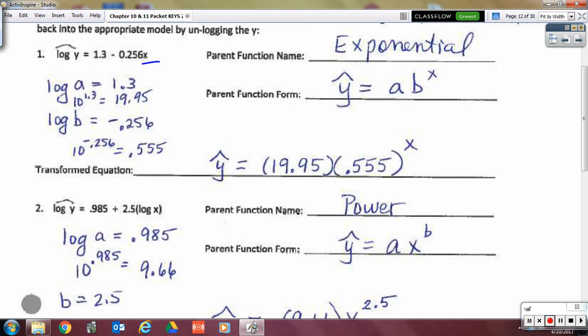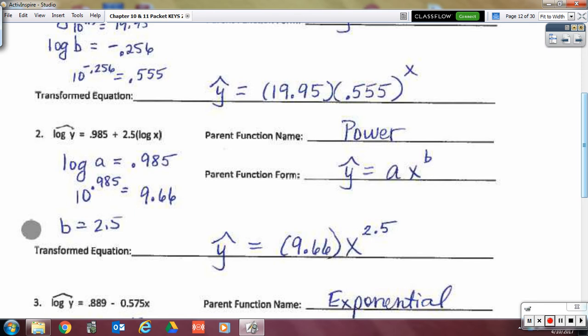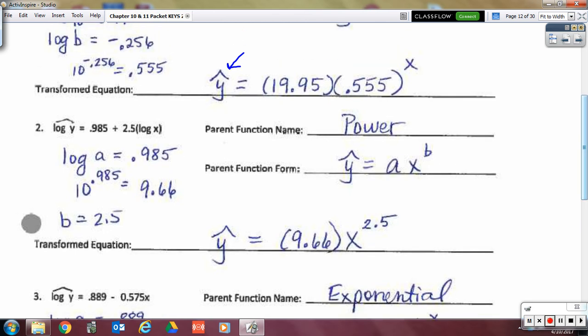So if we have plain x and logged y, then it's an exponential equation, and the x is the exponent in the exponential transformation. And then we unlogged the a and the b. Now when you unlogged this b, make sure that you are unlogging negative 0.256. So don't forget to notice those negatives. And that gives you this predicted y. Don't forget your prediction hat, and if there is context, write it in context. 19.95 times 0.56 to the x, if you were going to 2 decimals.